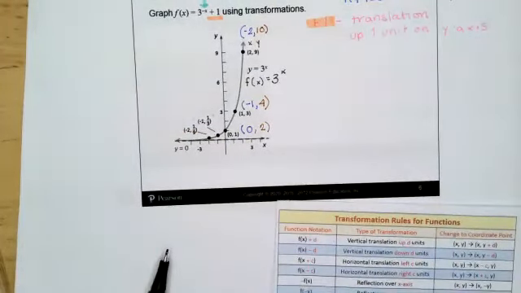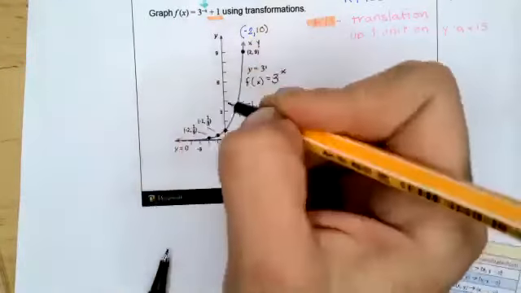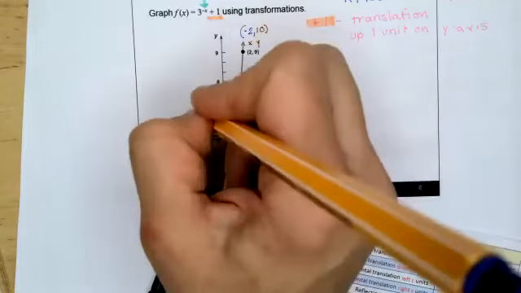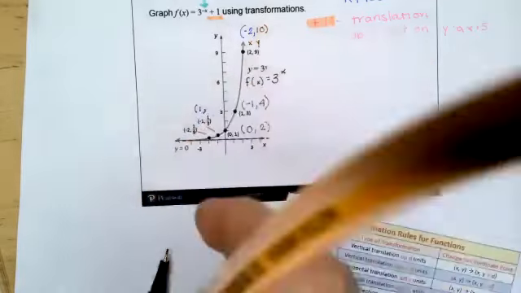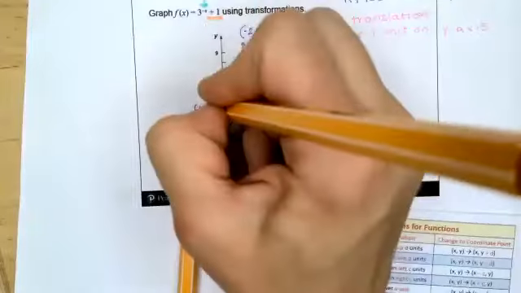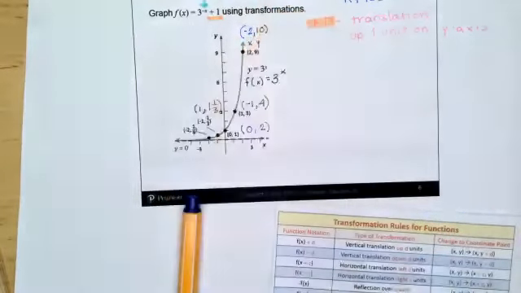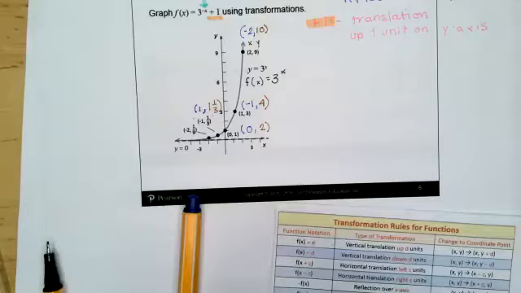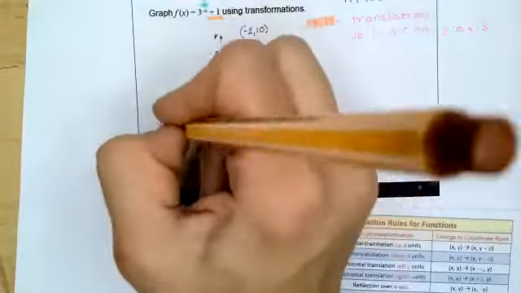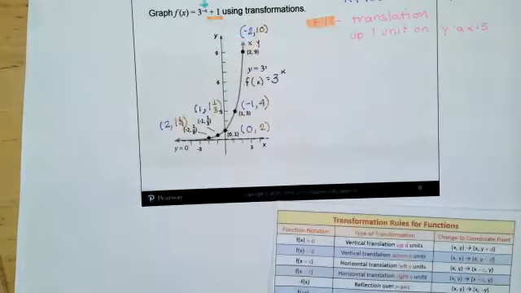-1, 1/3 becomes 1, 1 and 1/3. The -2 becomes a +2. The 1/9 becomes 1 and 1/9. And then you just graph that.